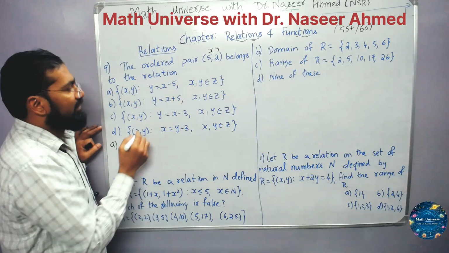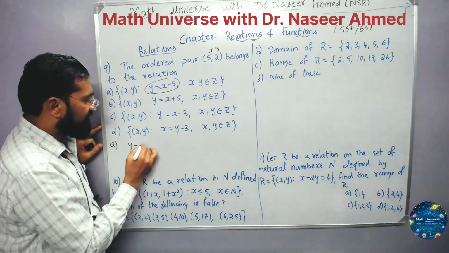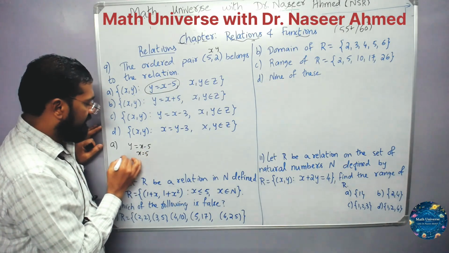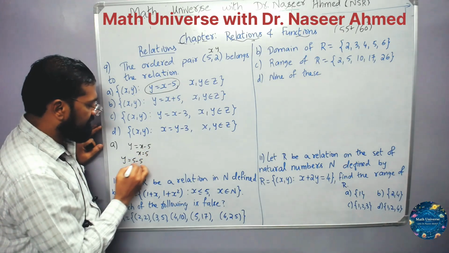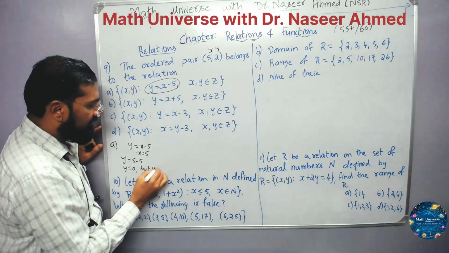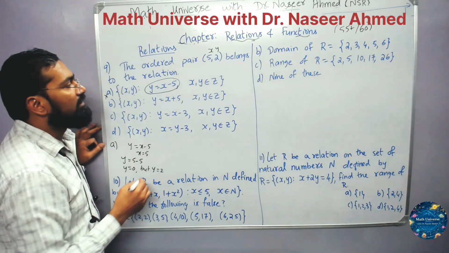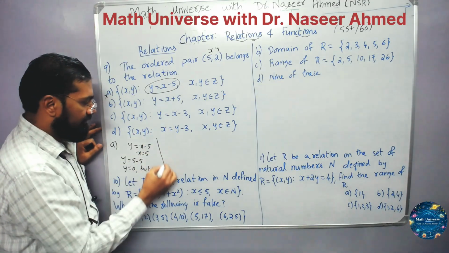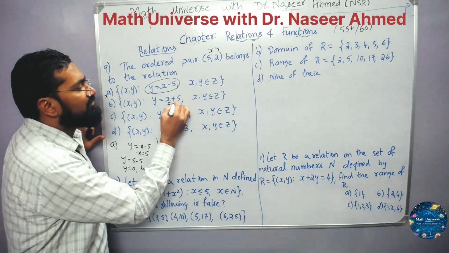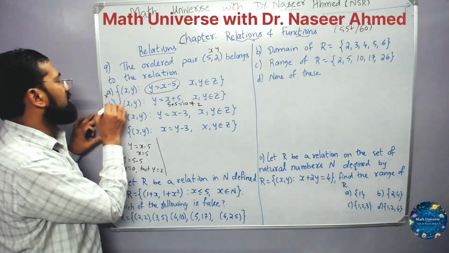Now if I put here, y is equal to x minus 5. x is 5 here. When I put x equal to 5, we get y is equal to 5 minus 5, which is 0. But they have given y is equal to 2. So option A is out. Similarly, put here x is 5. 5 plus 5 is 10, not equal to the y value, which is 2. Option B is also out.